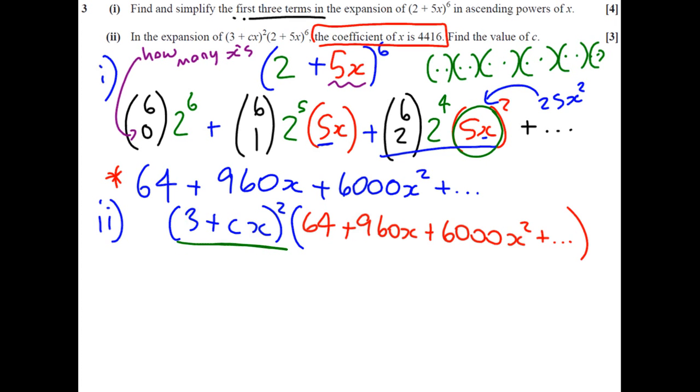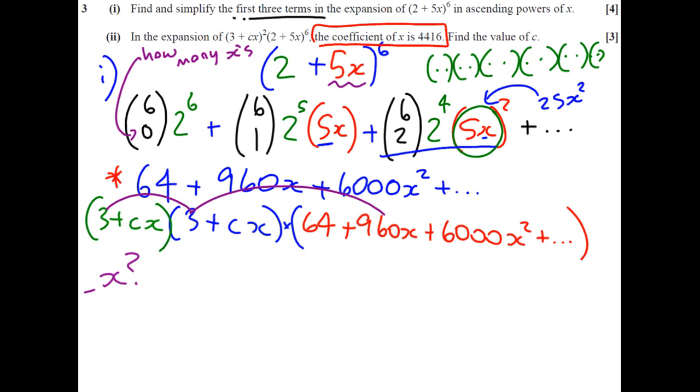Because this bracket is squared, that means you've got 2 of them multiplied at the front. So let's write out the 2 brackets: 3 plus cx, and then we've done the power of 2 there. We are expanding these 3 brackets essentially with this huge bracket at the end. However, we are only interested in the terms that give you something to do with x. So I'm just going to show on the brackets which ways you multiply out to get just x involved.